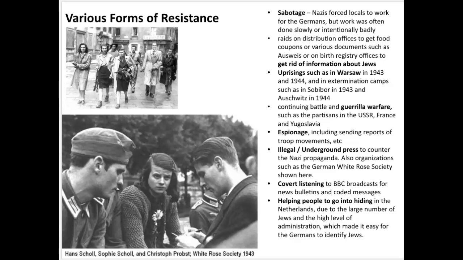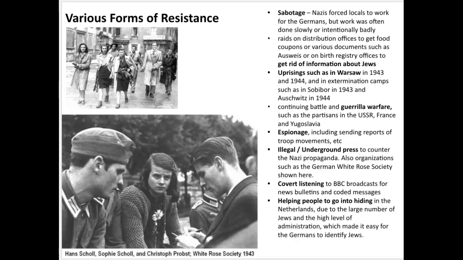One is sabotage, right? So the Nazis forced locals to work for the Germans. As when we talk about German women in a later video, and work during World War II, you'll see that at least half of women, for example, were working during World War II. However, work could be done slowly, right, or intentionally badly, right? This is sabotage as a way of resistance. Also, raids on distribution offices to get food coupons or various documents, or at the birth registry offices to get rid of information about Jews. This was another form of resistance.